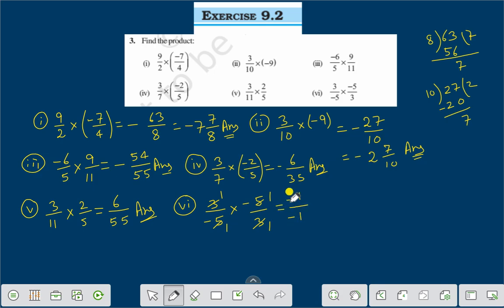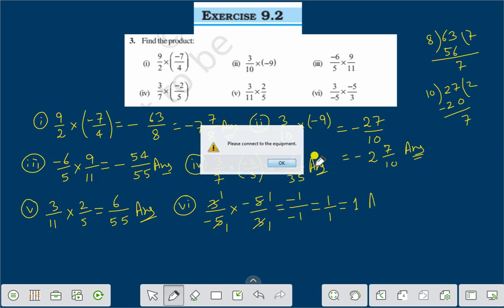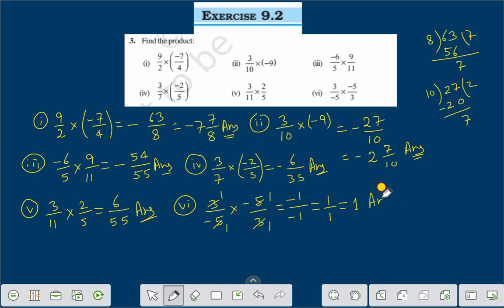And minus divided by minus is plus. Therefore it is 1 by 1, and the answer comes to 1. 1 is the answer of question number 6. What is the answer of question number 6? Right? This is answer 1.